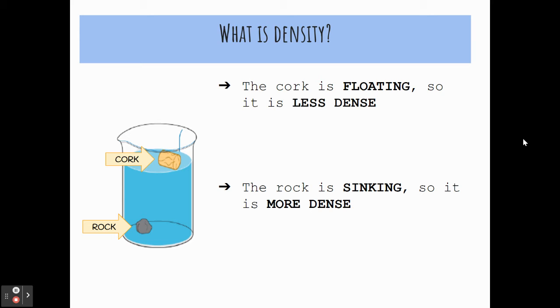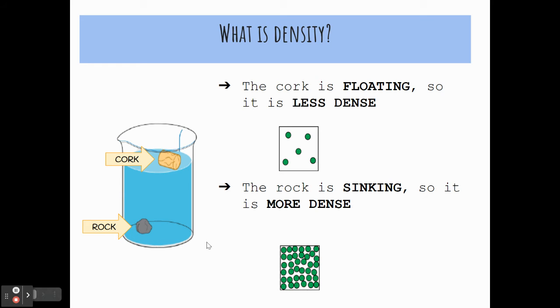And if we could look at what the atoms or particles look like, we would see something like this, that the cork has particles that are pretty far apart, and then the rock would have the atoms or particles being pretty close together, because this is less dense, more dense.